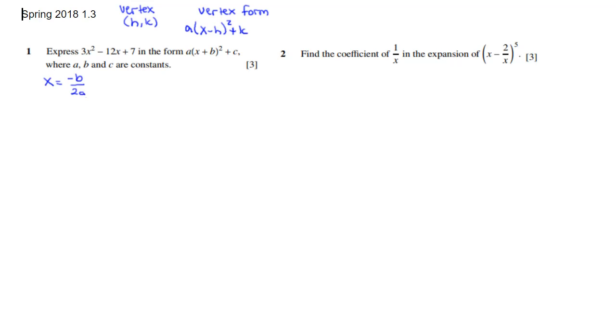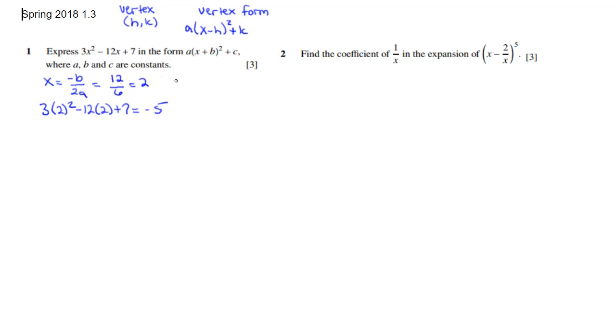All we've got to do is negative b over 2a, and then we'll find our x. And in this case, it will be 2. That's the x part of our vertex. That's our h. Now we plug in the 2 for all of our x's to find out what the y is of our vertex. And we find out that our y is going to be negative 5.